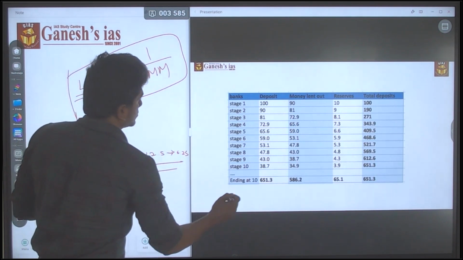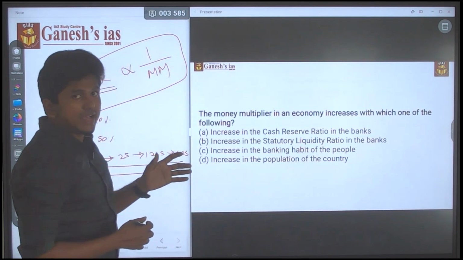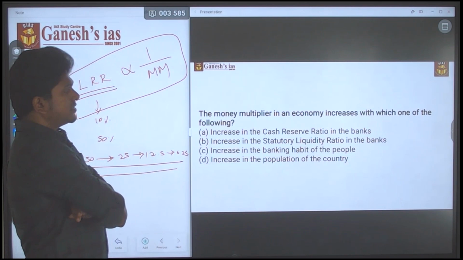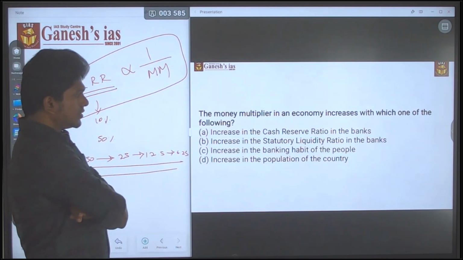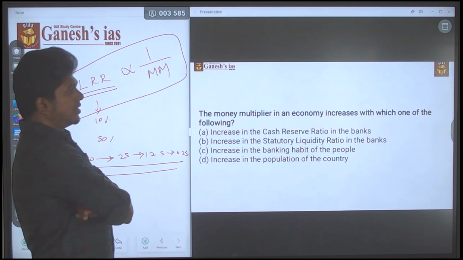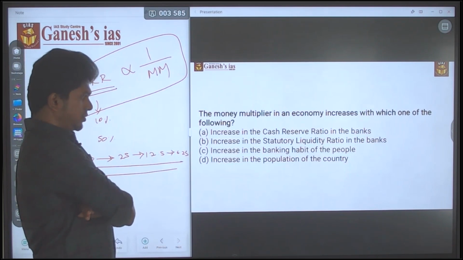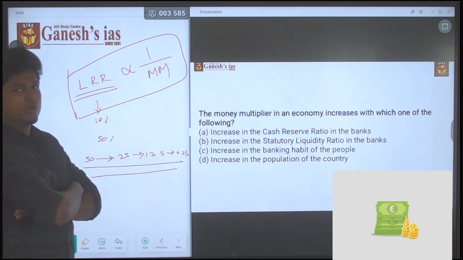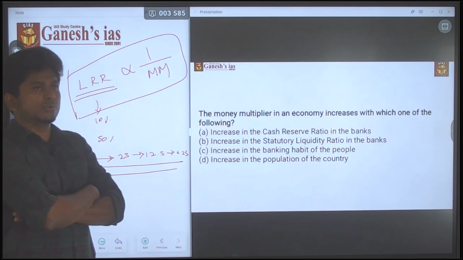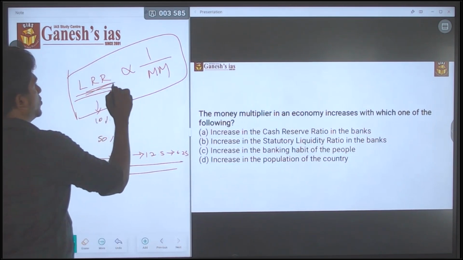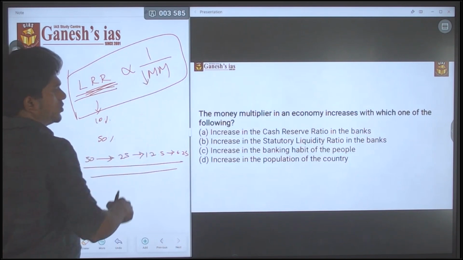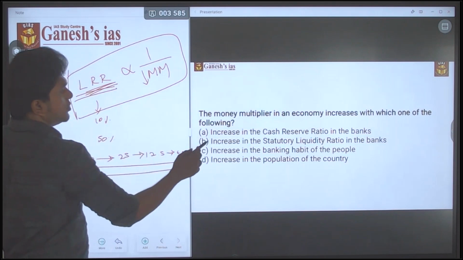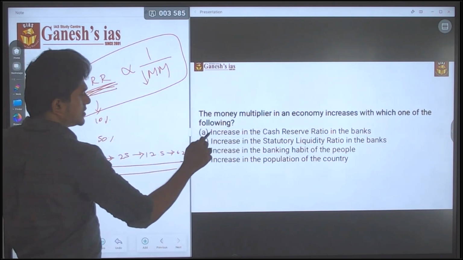With this you can easily answer this question. First, A: increases in the CRR in the bank. The question is, the money multiplier in an economy increases with which one of the following? If you are going to increase the CRR, which is nothing but increasing the legal reserve ratio, we already said that if the legal reserve ratio increases, the money multiplication activity decreases. The question is all about increasing the money multiplication activity, so you have to decrease the CRR. So the first statement is wrong.